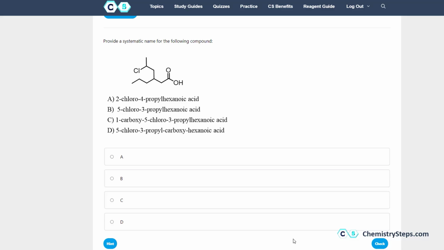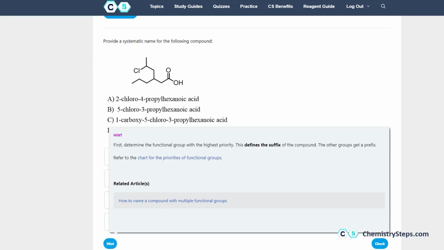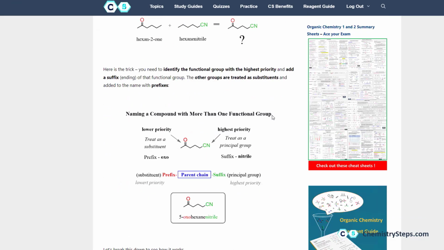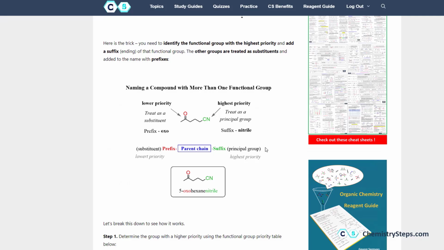And in this part of the quiz, we're going to cover questions that include naming compounds with multiple functional groups. So this is a summary of all the rules that we have learned, starting from the alkanes and going all the way to alkenes, alkynes, alcohols, aldehydes, and etc. And to name these compounds that are a little more complex, we need to follow the priority rules for the functional groups. So for this, we need to open this article, which is called How to Name a Compound with Multiple Functional Groups.